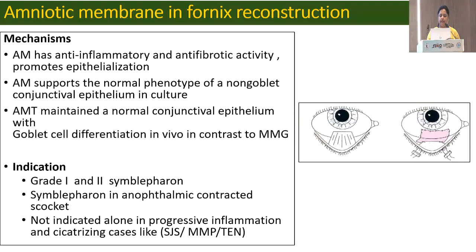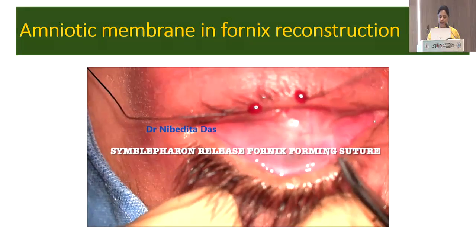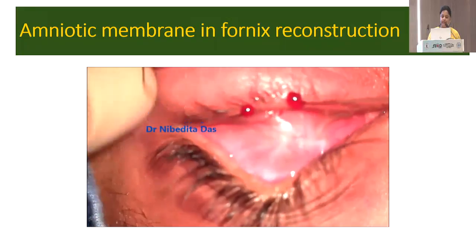Mucous membrane grafting as a tissue substitute is indicated, as per Dr. Singh et al., in grade 1 and grade 2 symblepharon, which I have already described, and in symblepharon in anophthalmic contracted socket. However, it is not indicated alone in progressive inflammation or cicatrizing disease like active SJS, MMP, or TEN. So here is a short video of the procedure. I have borrowed it from my sister, who is also a cornea specialist, Dr. Nivedita.